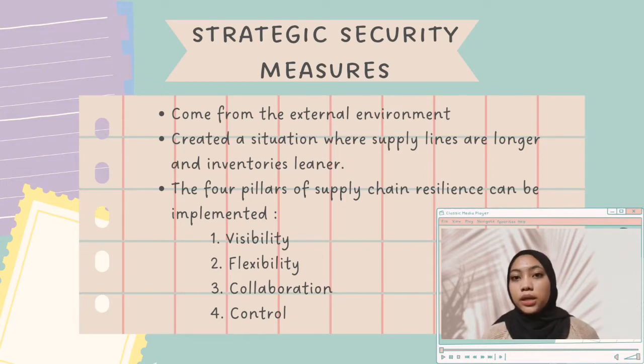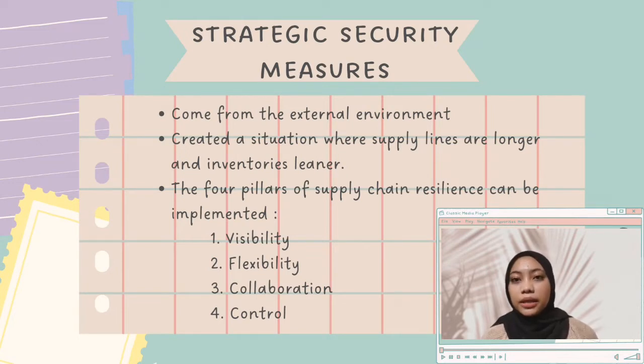There are 4 pillars of supply chain that can be implemented. The first one is visibility. Visibility is the ability to monitor and track supply chain events so that corrective action may be taken quickly.